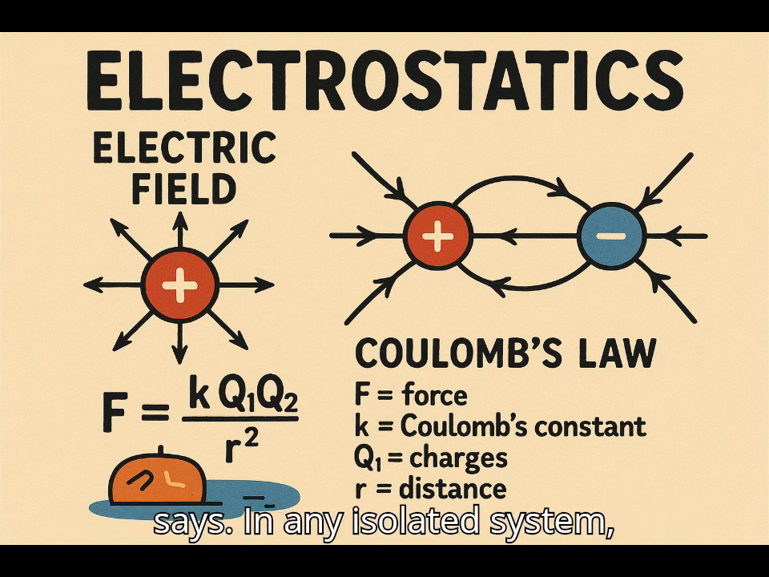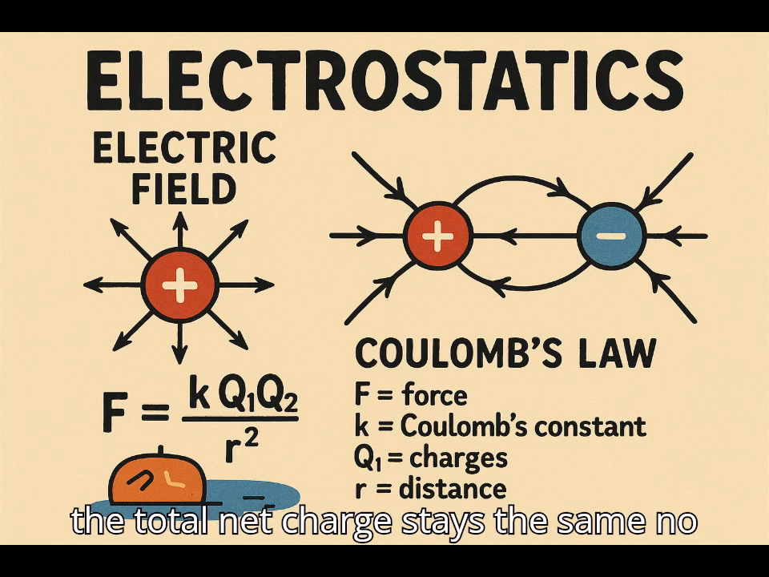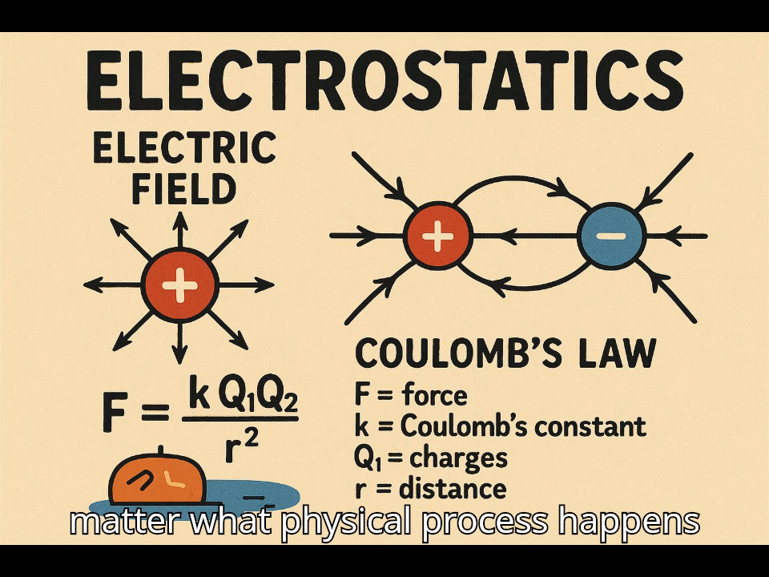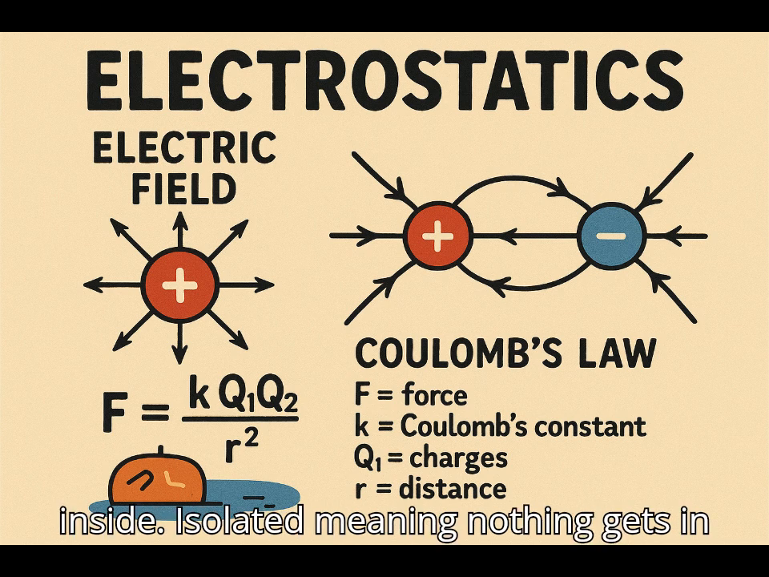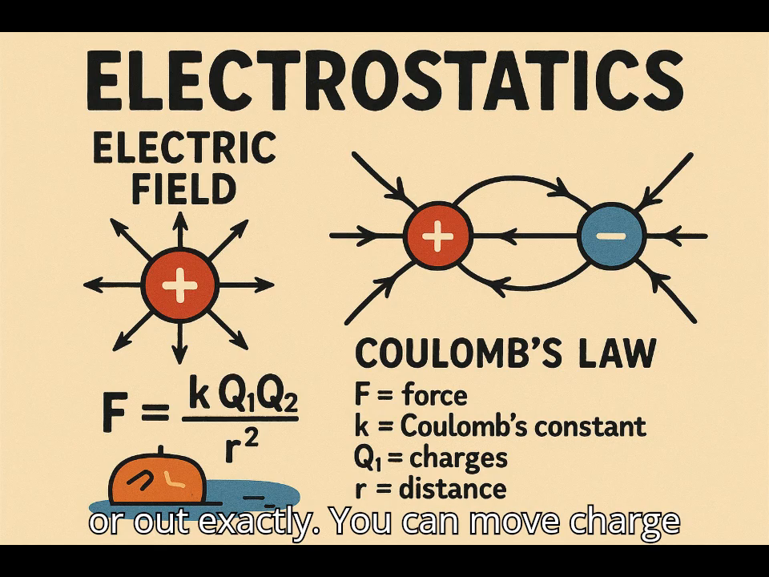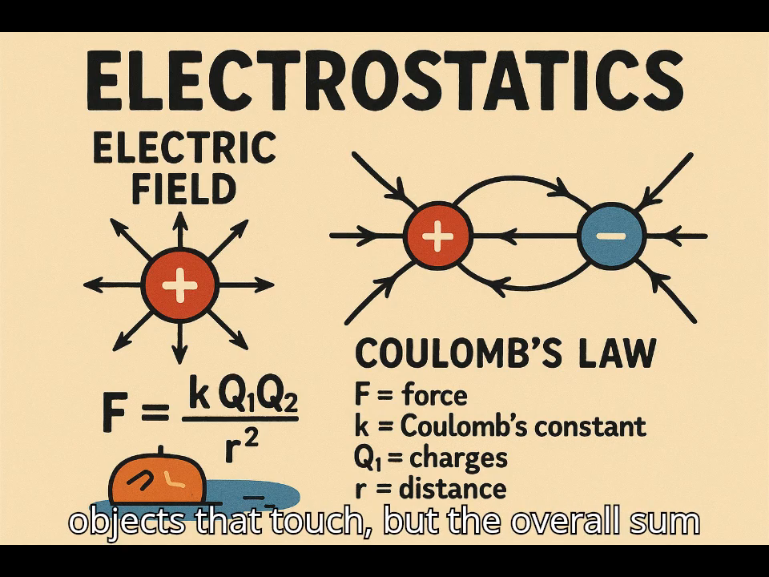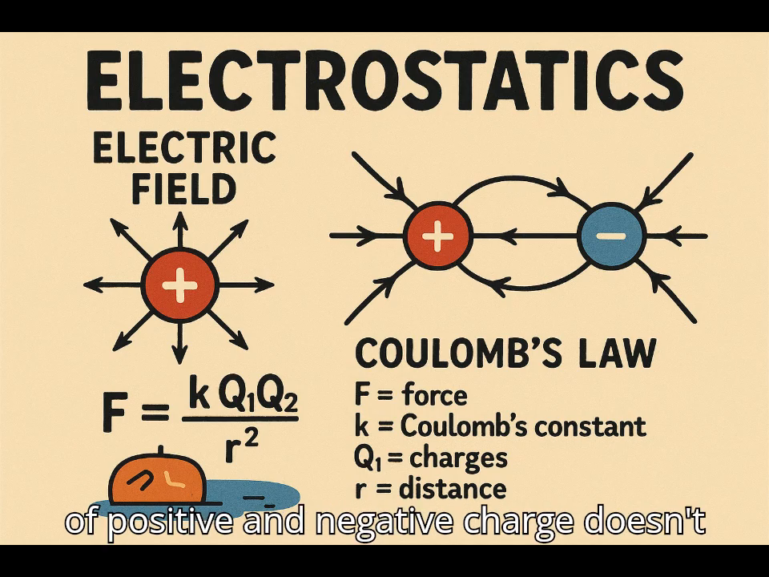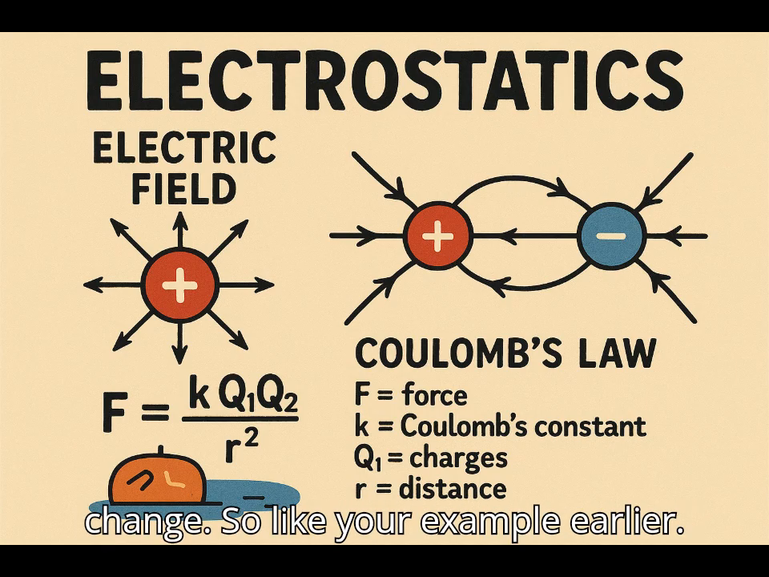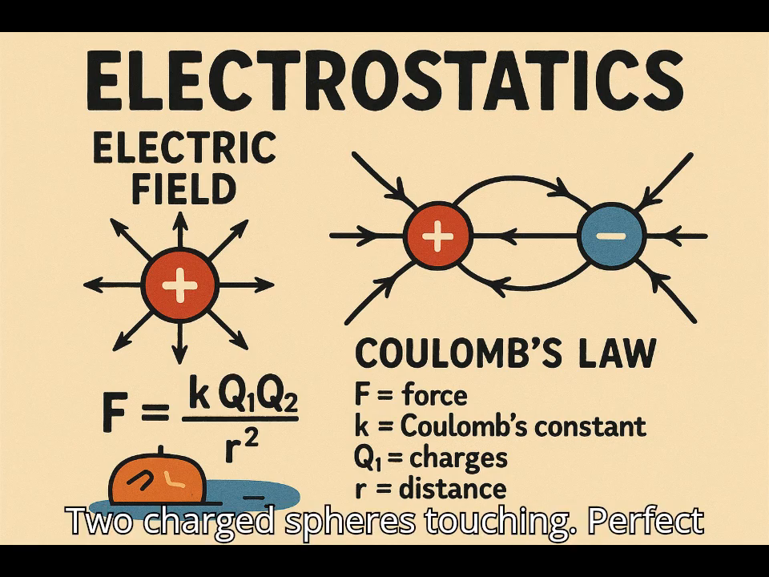It basically says, in any isolated system, the total net charge stays the same, no matter what physical process happens inside. Isolated meaning nothing gets in or out. Exactly. You can move charge around within the system, between objects that touch, but the overall sum of positive and negative charge doesn't change. So, like your example earlier, two charged spheres touching.